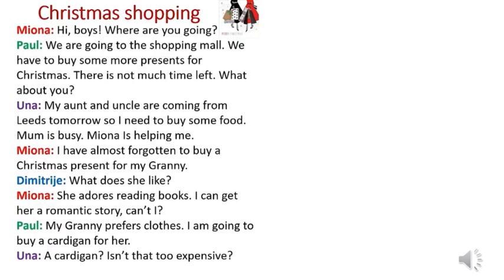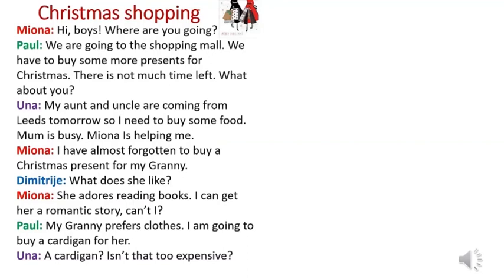Hi boys, where are you going? We are going to the shopping mall. We have to buy some more presents for Christmas. There is not much time left though. What about you? My aunt and uncle are coming from Leeds tomorrow, so I need to buy some food. Mom is busy. Miona is helping me. Oh, I had almost forgotten to buy a Christmas present for my granny.